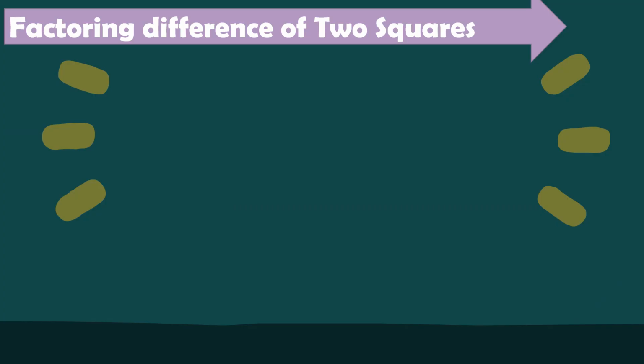Okay, so let us have another examples. A squared minus b squared. That is a difference of two squares. So you have the square root of a squared, a, minus, this time inuna ko si minus, square root of b squared, b. So the next factor is a plus b.